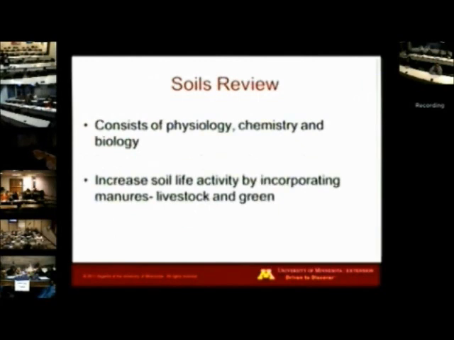And just a brief review again, soils consist of physiology, chemistry, and biology, and you can increase soil life activity by incorporating manures. It could be from livestock or green manure crops, for example. I know some people are doing that. And in a little while here, we'll also talk about composting. And it could be stuff from the garden or articles from the house.